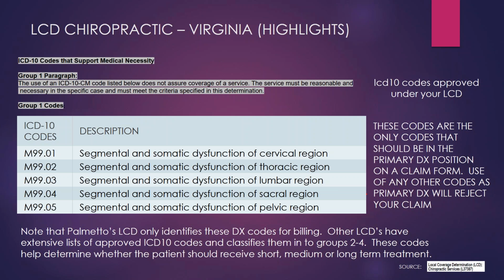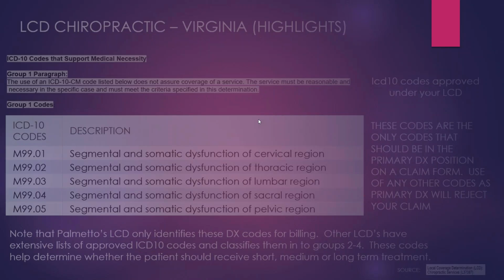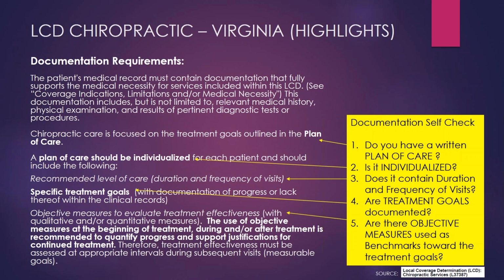So you must make sure that you are using either an M99.01 through 05 in your diagnosis code sequencing, and that you have diagnosis codes that relate to those subluxation areas to support medical necessity. For example, if you have M99.01 as your primary diagnosis, you should have some type of cervical condition, like cervical disc degeneration at C4-5, as the second diagnosis code to relate to that M99.01. Your LCD only recognizes these 5 codes in the primary position for chiropractic services.